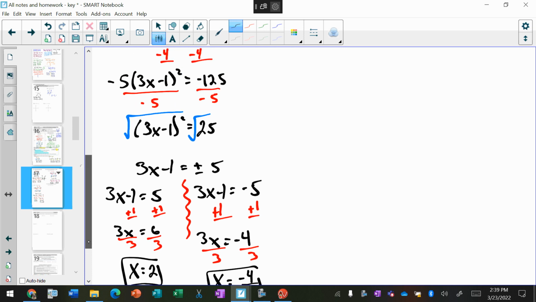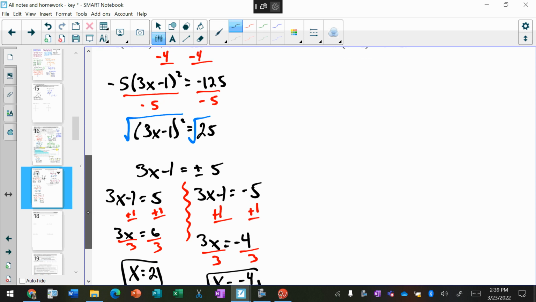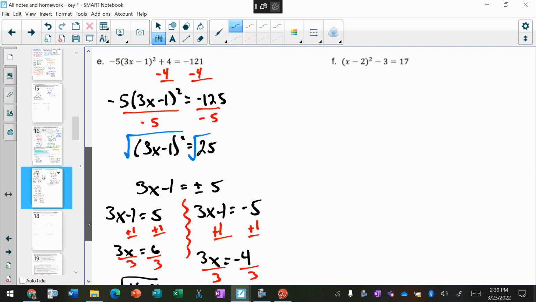So hopefully you got to the same result as I did. I had to subtract 4 from both sides. Negative 125 divided by negative 5 is 25. Square root of 25 is positive or negative 5. So we do our squiggle McWiggle where 3x minus 1 might equal positive 5, or 3x minus 1 might equal negative 5. I will add 1 to both sides in both instances and then divide by 3 on both sides in both instances, leading to 2 possible roots.